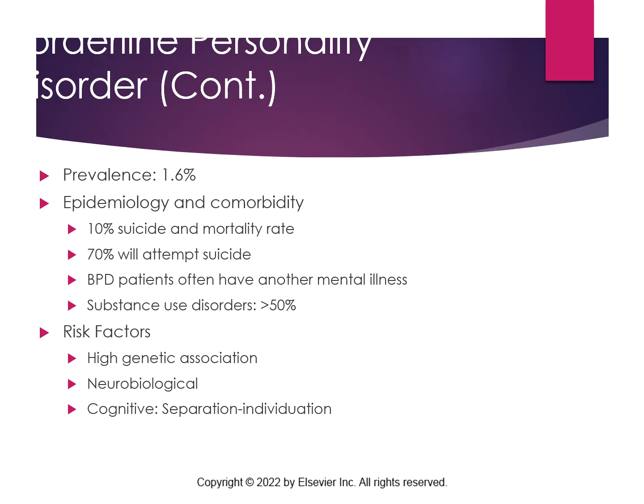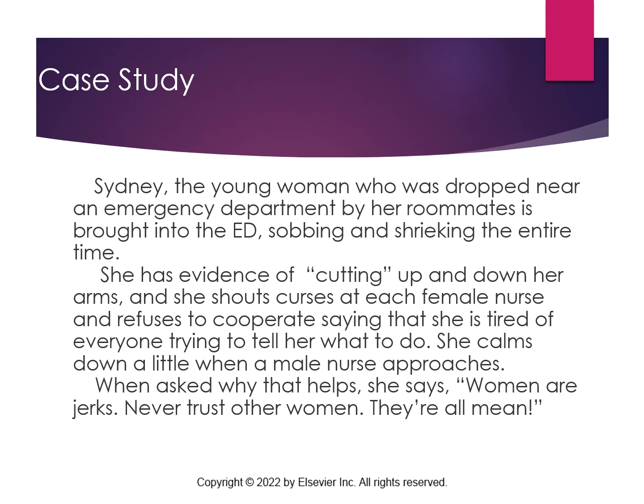So we have a case study continued from the first part. Sydney, the young woman who was dropped nearby an emergency department by her roommates, is brought into the emergency department, sobbing and shrieking the entire time. She has evidence of cutting up and down her arms, and she shouts curses at each female nurse and refuses to cooperate, saying that she is tired of everyone trying to tell her what to do. She calms down a little when a male nurse approaches. When asked why that helps, she says, "Women are jerks. Never trust other women. They're all mean."